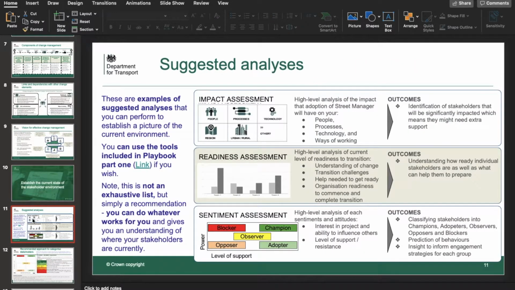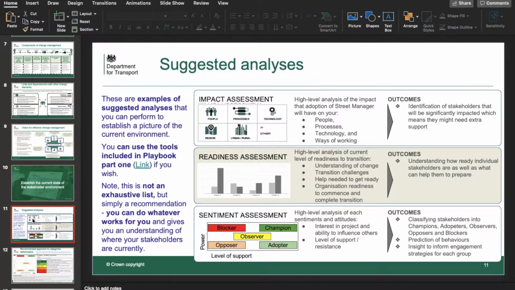So our suggested analysis on this slide, we have identified 3 different tools you can use to determine the impact of your stakeholders and how they feel about the transition. We have created training videos on the DFT YouTube channel to run you through how to successfully carry out an impact assessment, readiness assessment, and stakeholder analysis.